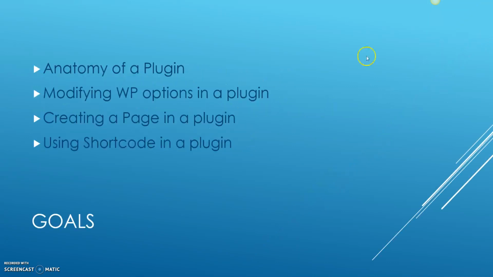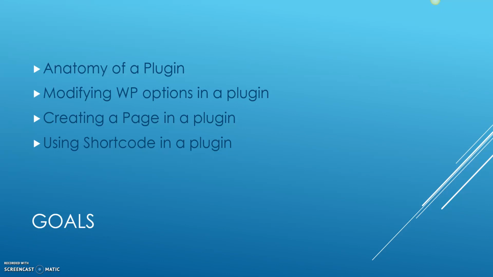We're going to use the MVC style of coding, which is model view controller, and the goal will be threefold. First, we're going to go over the anatomy of a plugin, of course. If your goal is to be able to modify the WP options from within a plugin, then this video is for you. If you would like to be able to create a page programmatically in a plugin, this video is for you, and you can put whatever content you'd like within that page programmatically. And then finally, using shortcodes within plugins.